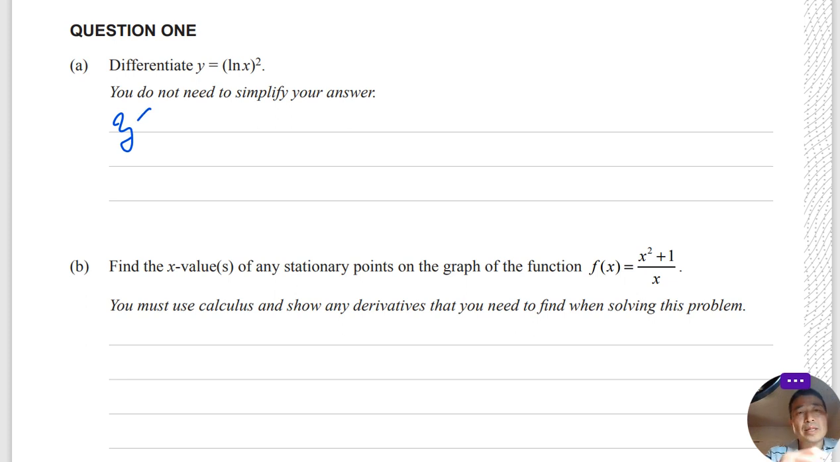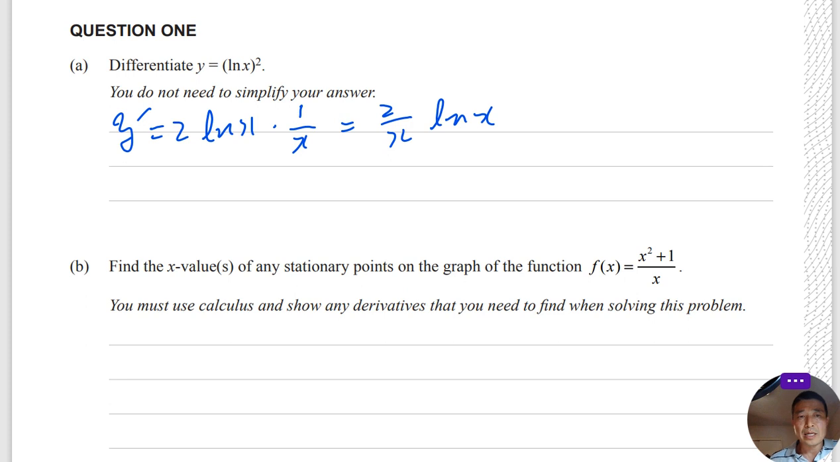y prime, this time we will have to use chain rule. Okay, so 2 is there, so you have to say 2 natural log x to the power of 1. So 2 becomes 1, right? And then times by the derivative of the inner. So when you differentiate ln x, natural log x, that becomes 1 over x, right? So if I simplify, it becomes 2 over x natural log x should be the answer.